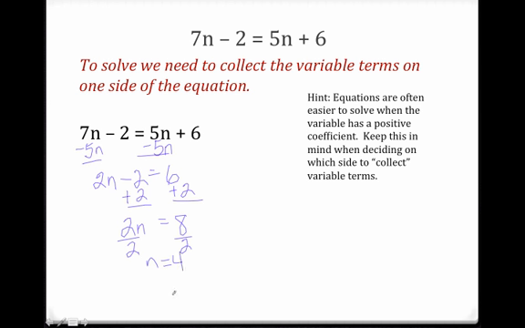Of course, the last thing we are going to do is to check. Now, especially when we've got variables on both sides, we're going to definitely want to check. So let's go back and check. 7 times, we said n was equal to 4, minus 2 equals 5 times that 4 plus 6. So 28 minus 2, is that equal to 20 plus 6? Yep, 26 is equal to 26. We're good to go. All right, so we solved that correctly.